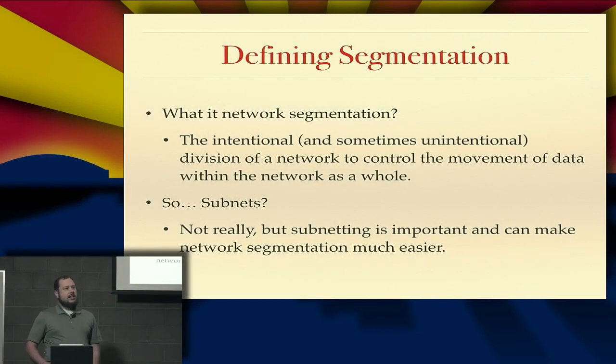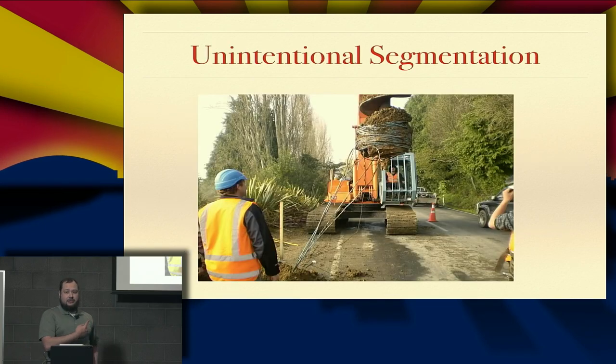So we've got to define segmentation. Segmentation to me is the intentional and sometimes unintentional division of a network to control the movement of data within the network as a whole. So subnets? Well, kind of, but not really. Subnets are a part of segmentation. Unintended segmentation happens, big yellow fiber finders, right? You will unintentionally segment your network at times. And you can intentionally mimic an unintentional separation of the network to gain back control.